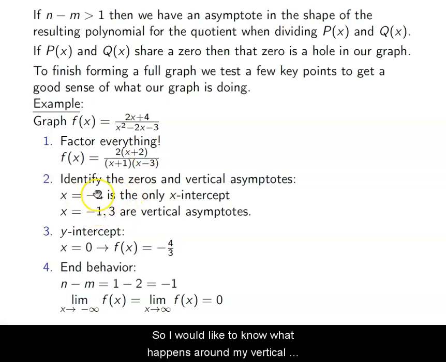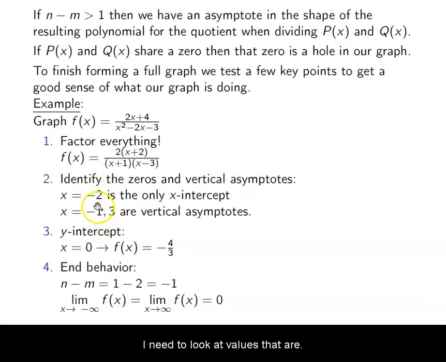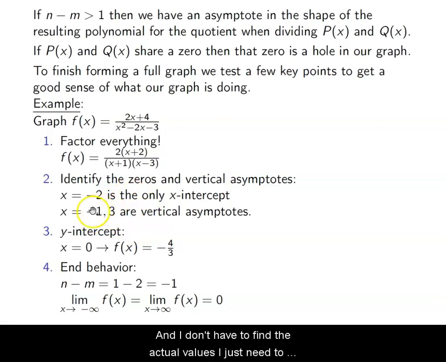So I would like to know what happens around my vertical asymptotes, okay? Because if I only cross axes once, I need to look at values that are to the left of -1, then in between -1 and 3, and also above 3. And I don't have to find the actual values, I just need to find the signs.